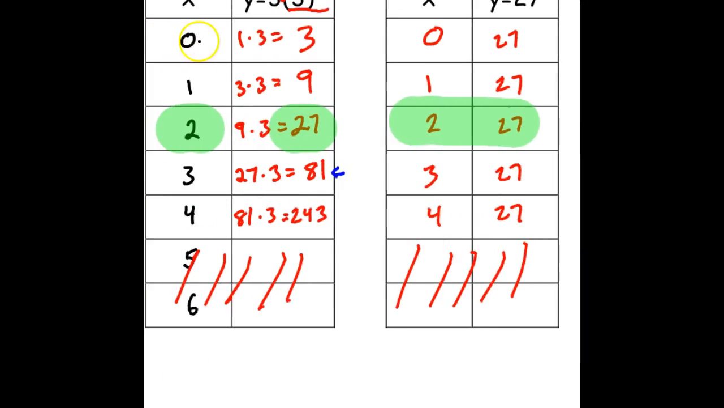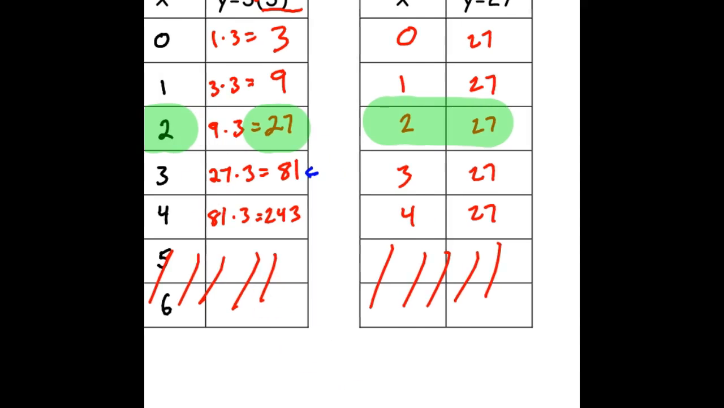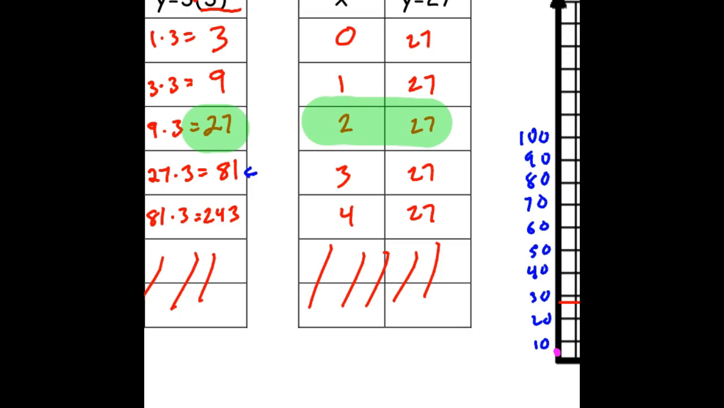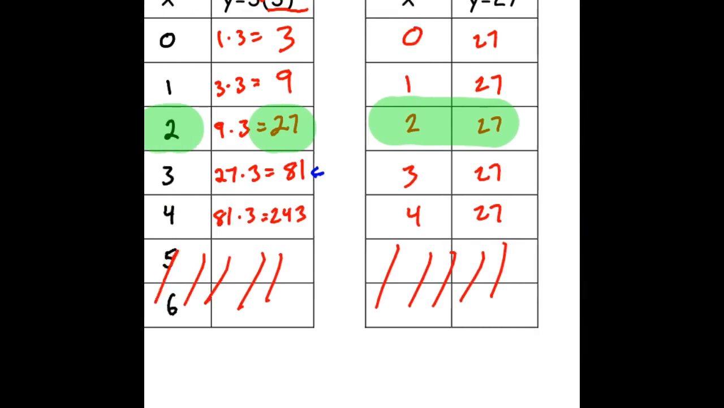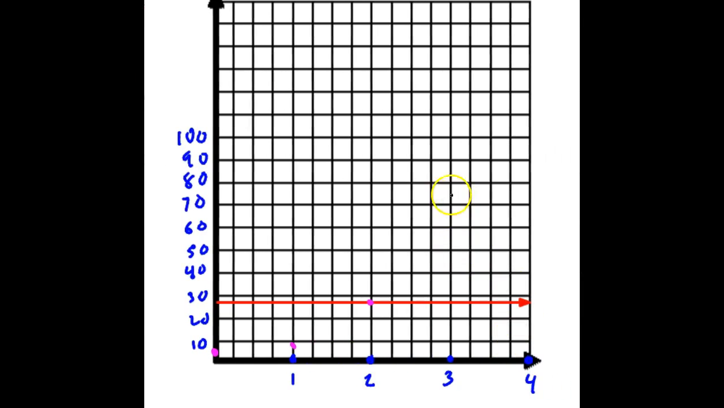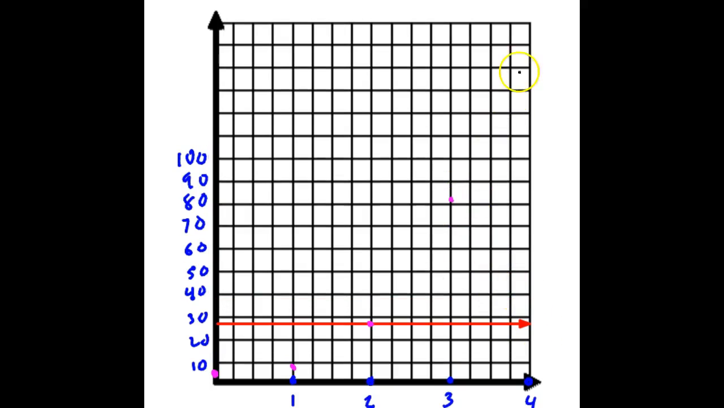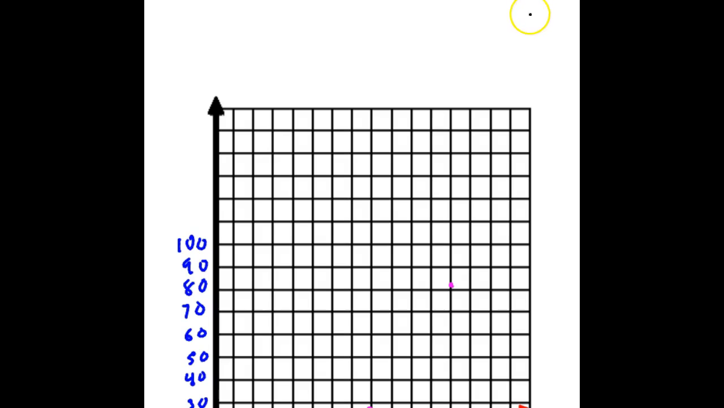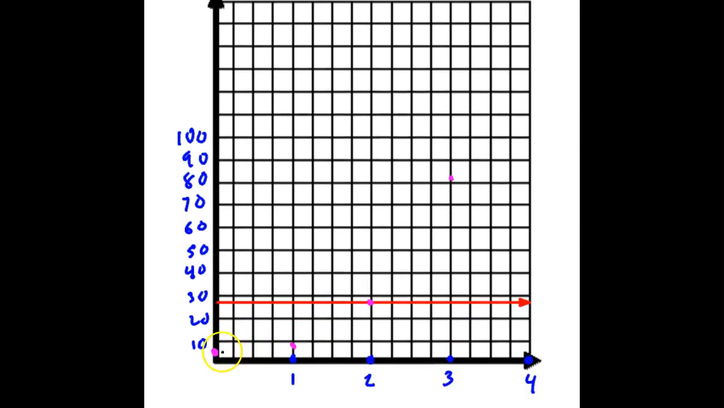So we have 0, 3. We have 1, 9, right about there. We have 2, 27. We already know that's where they intersect. So that'll be right here. And we have 3, 81. So 3, 81 will be right about here. And our 4 will be 243, which would be way up here off our graph. It would be really, really high. Okay, so I just want to connect this as smooth as possible.